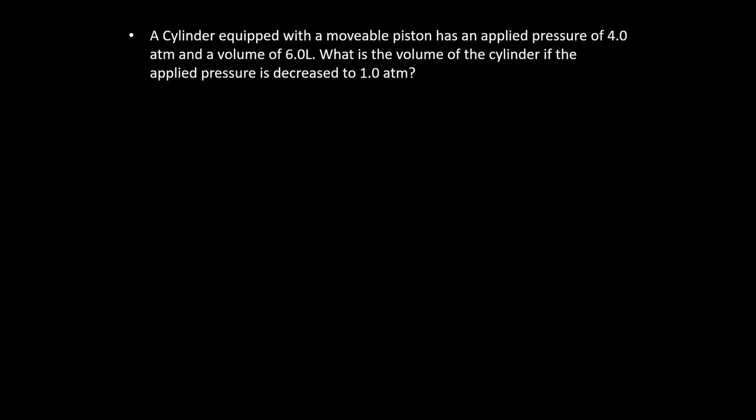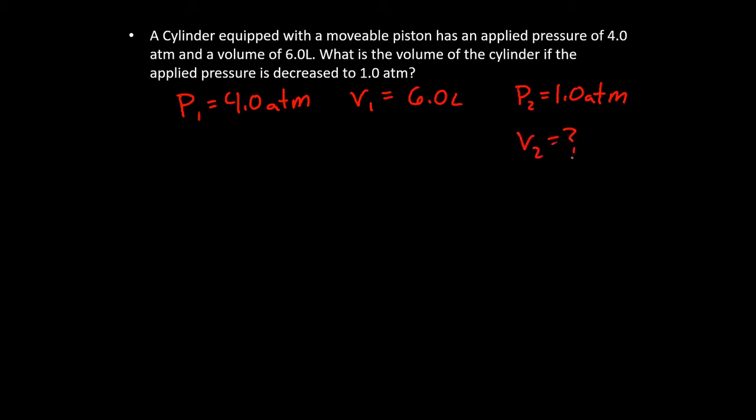It says a cylinder equipped with a movable piston has an applied pressure of 4 atmospheres and a volume of 6 liters. What is the volume of the cylinder if the applied pressure is decreased to 1 atmosphere? So notice here, as I was going through, I labeled the first set of things that I came across as P1 and V1, and then the second set as P2. And then V2 is actually what we're going to be looking for.